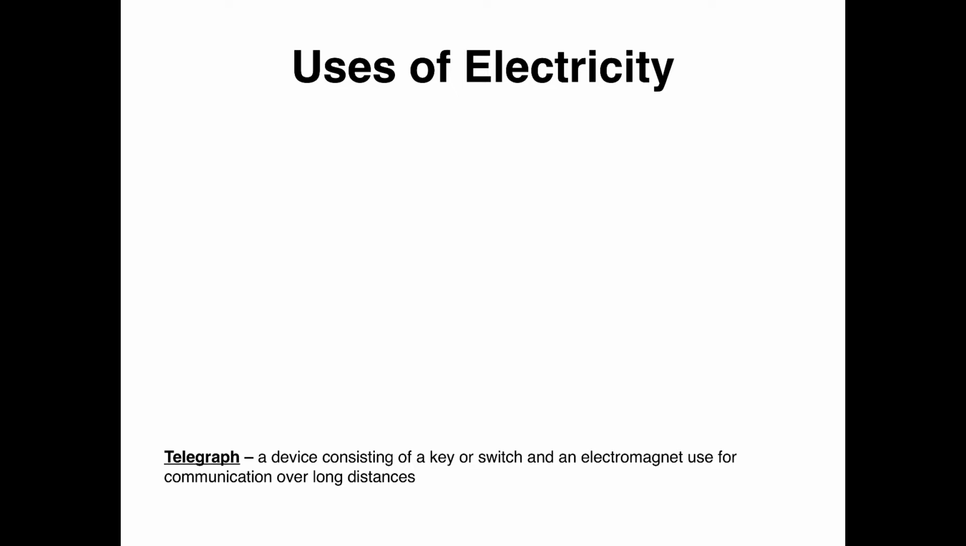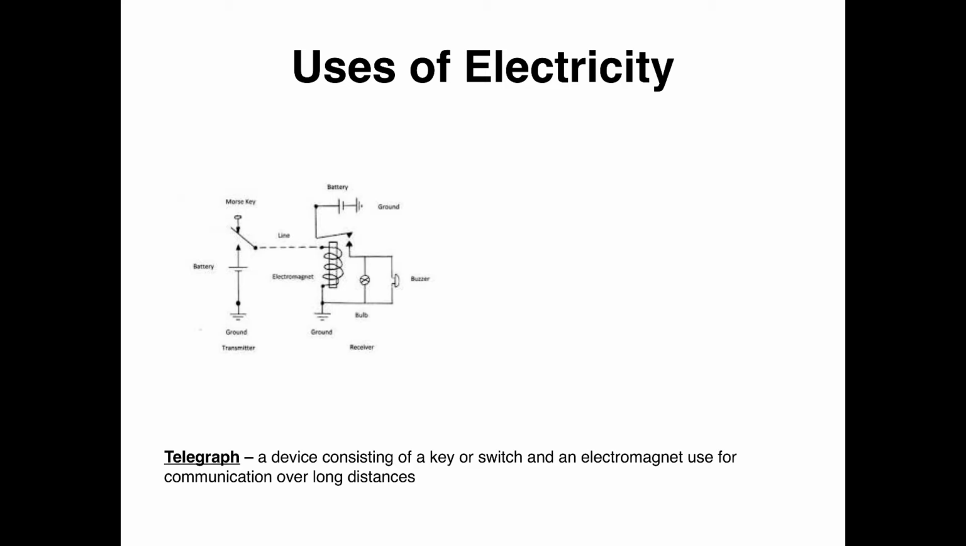So a telegraph is a device consisting of a key or a switch and an electromagnet that's used to communicate over large distances. When you close the circuit, the electromagnet causes the other end to click so that you can hear it. Here's an example of a telegraph, and you have the electrical power here, and you have an electromagnet here, and this can be a very long line. It can be miles long.